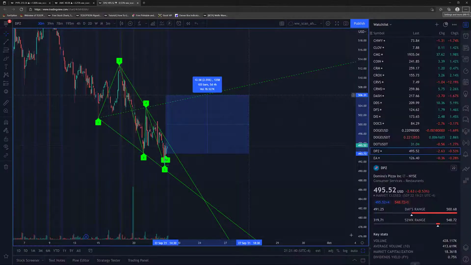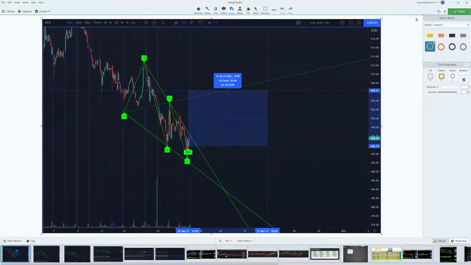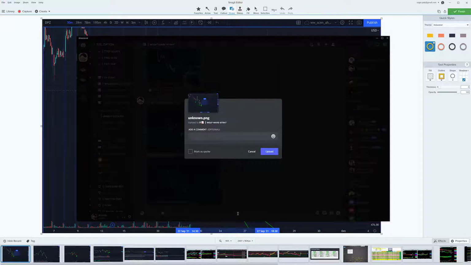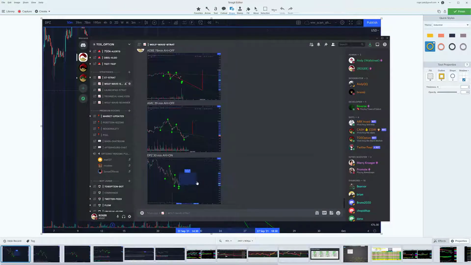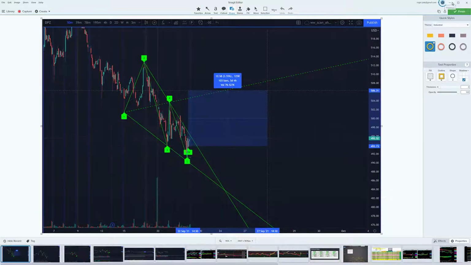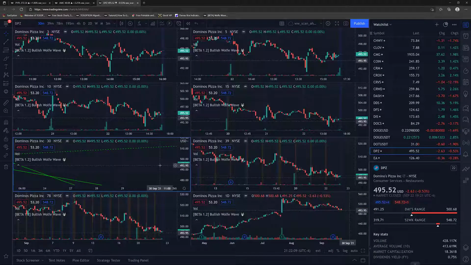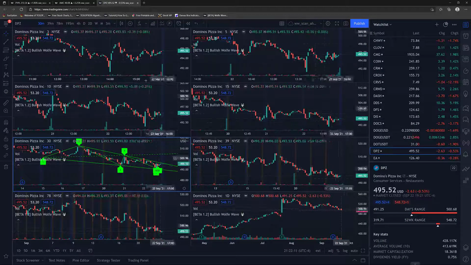Okay, it's a beautiful setup. That's Domino's, DPZ, 30-minute time frame, after hours on. Okay, and then I'll go back to the drawing board. Control Alt Q gets it back.